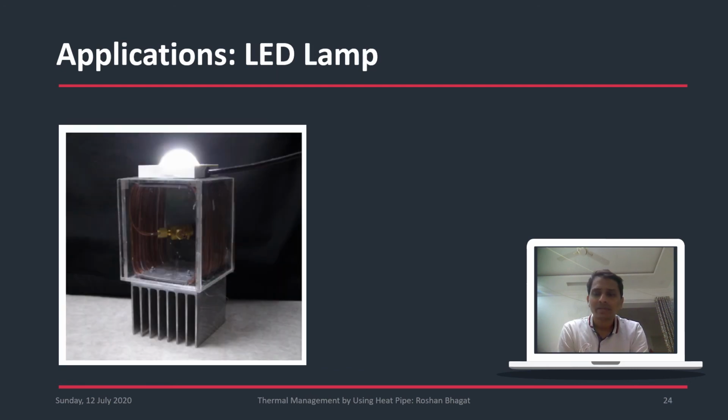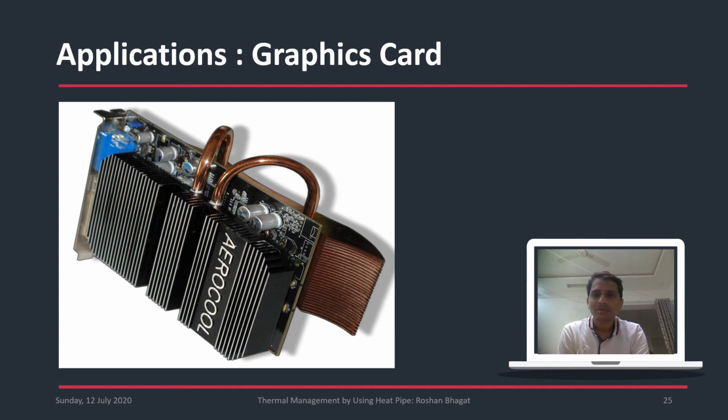Again, this is one of the examples where we are maintaining the temperature of an LED lamp so as to ensure the longer lifespan of the LED. Another application is that it can be used for graphics cards. So thermal management of graphics cards can also be done with the help of this pulsating heat pipe technology.